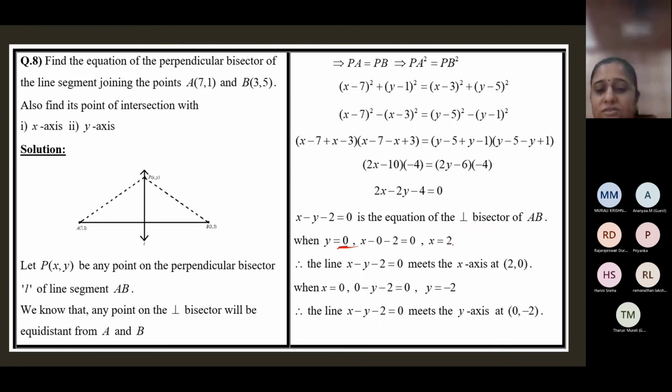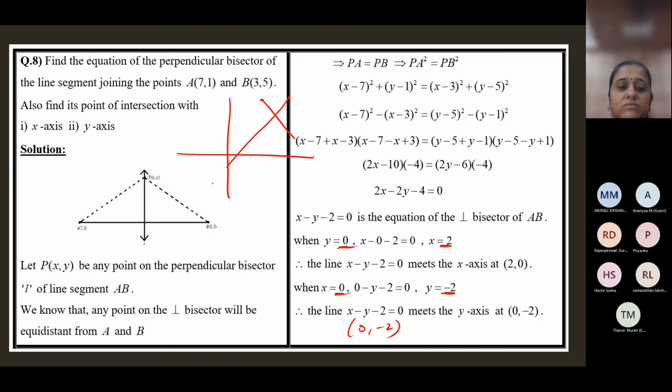So when y is 0, x is 2. That means the point (2, 0). When x is 0, y is minus 2. That means the point (0, minus 2). So the perpendicular bisector meets the x-axis at (2, 0) and the y-axis at (0, minus 2).